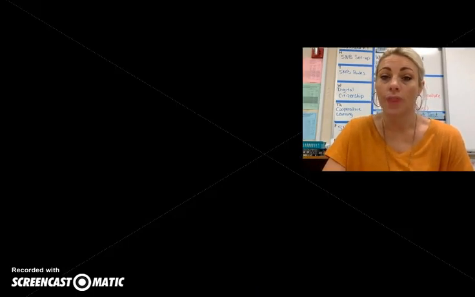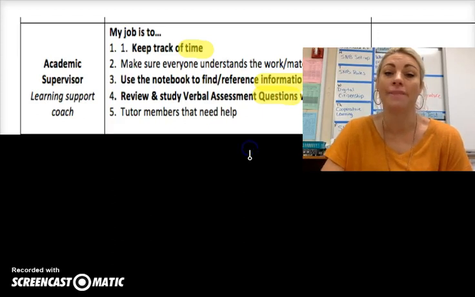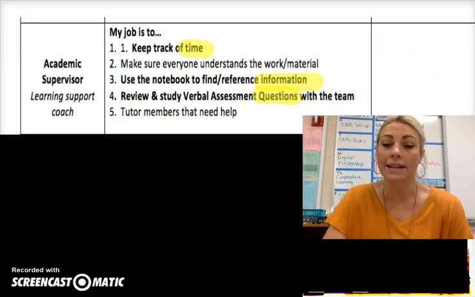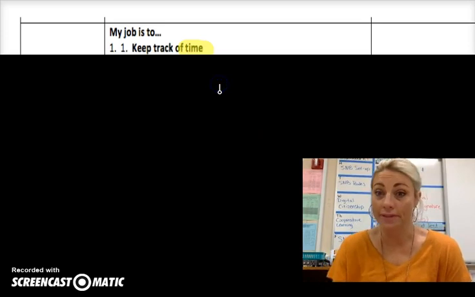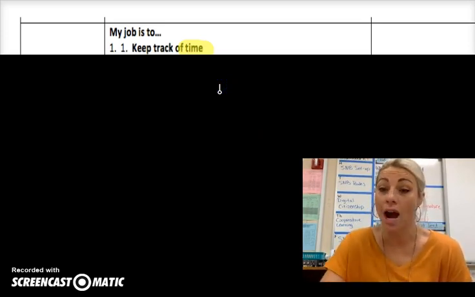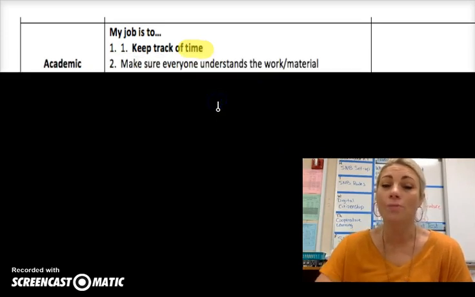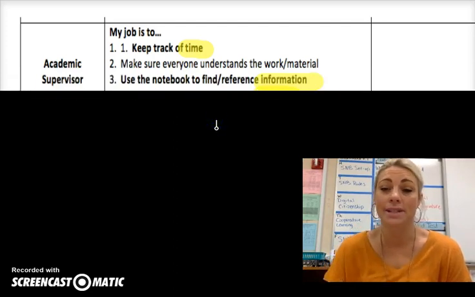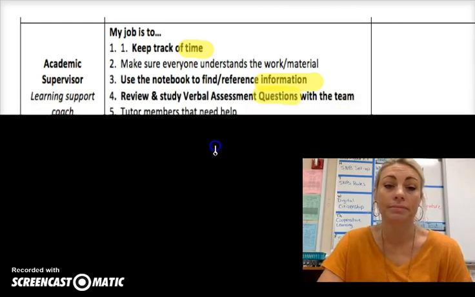The third role is the job of the academic supervisor. The academic supervisor's job is to keep track of time. Hey guys, we've only got 15 minutes. Hey guys, we've only got 10 minutes. Your job is to keep track of the time, but also make sure that everybody understands what's going on. And if the team doesn't understand something or doesn't know an answer to something, and you need to look it up somewhere, it's the academic supervisor's job to find or reference the information in a notebook, in a textbook, online. Your job is to look something up.